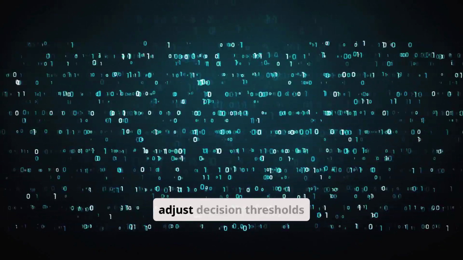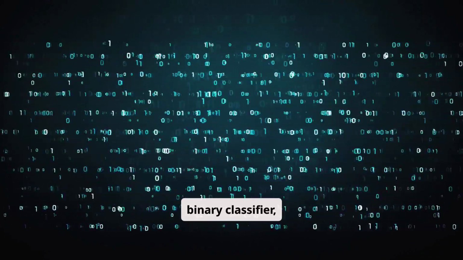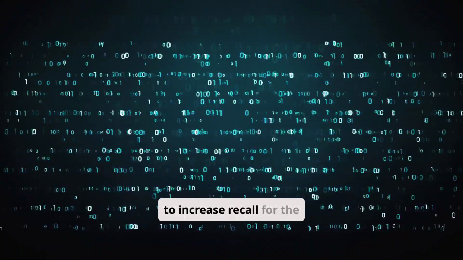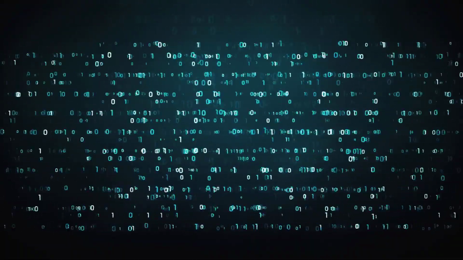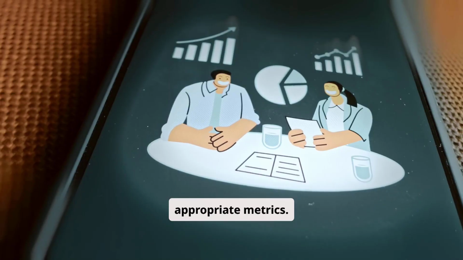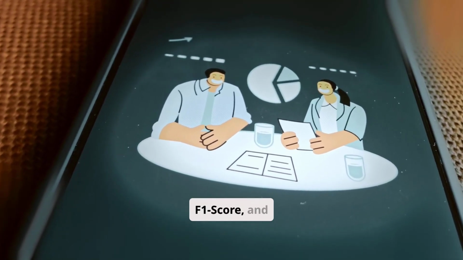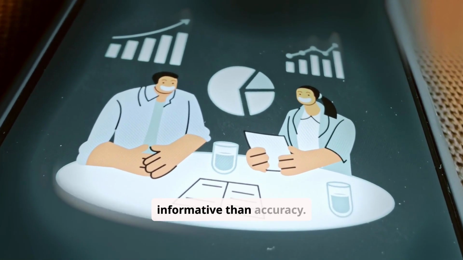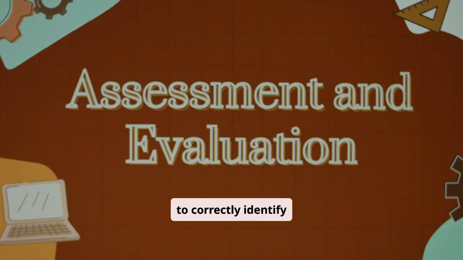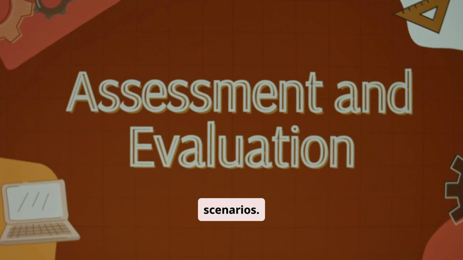Another approach is to adjust decision thresholds after training. For instance, in a binary classifier, instead of using a default 0.5 probability threshold, we might lower it to increase recall for the minority class. When evaluating models on imbalanced datasets, it is crucial to use appropriate metrics. As discussed earlier, metrics like precision, recall, F1 score, and AUC-ROC are far more informative than accuracy. They provide a clearer picture of the model's ability to correctly identify instances of the minority class, which is often the primary objective in such scenarios.